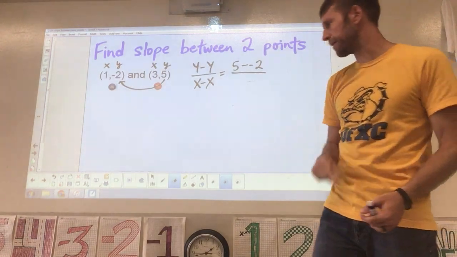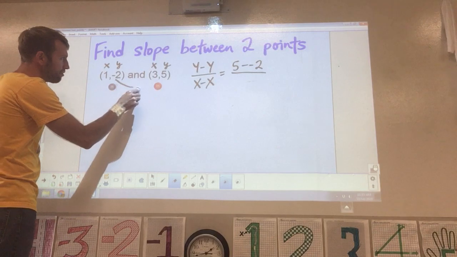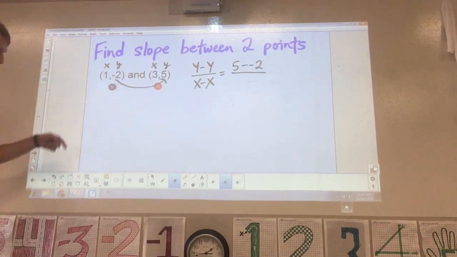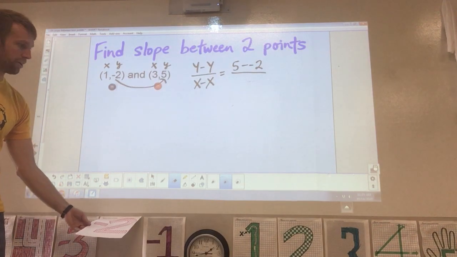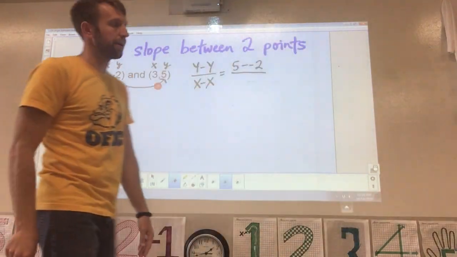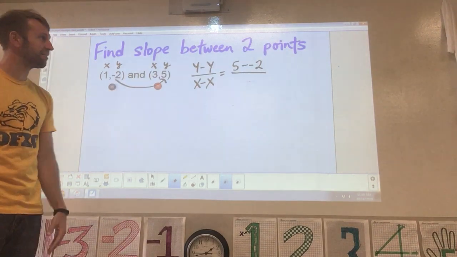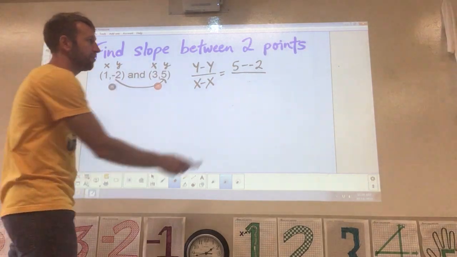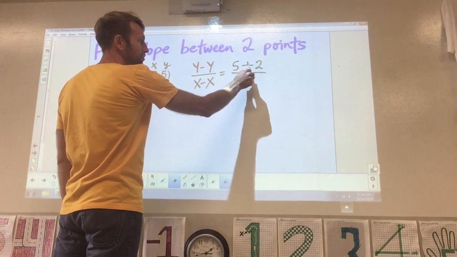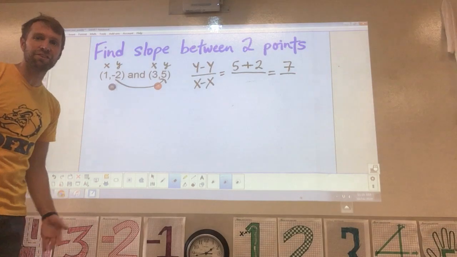Let me think about the problem real quick here. We're going from negative 2 to 5. That is going from a negative number, negative 2, all the way up to a positive number. That is an increase, that's positive. I should definitely get a positive number when I do this. What happens with 5 minus negative 2? That turns into a 7. That is a change of 7.